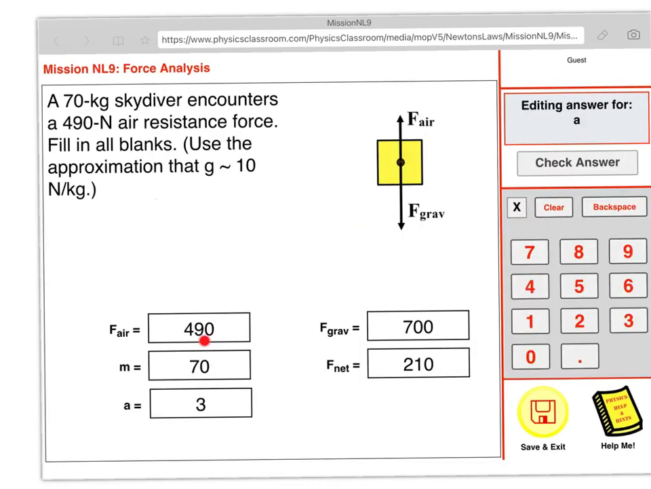So the 70 kilogram skydiver will have a gravity force of 700. Since the resistive air force is 490, the net force down is 210. And if we divide the net force by the mass, we get the acceleration.